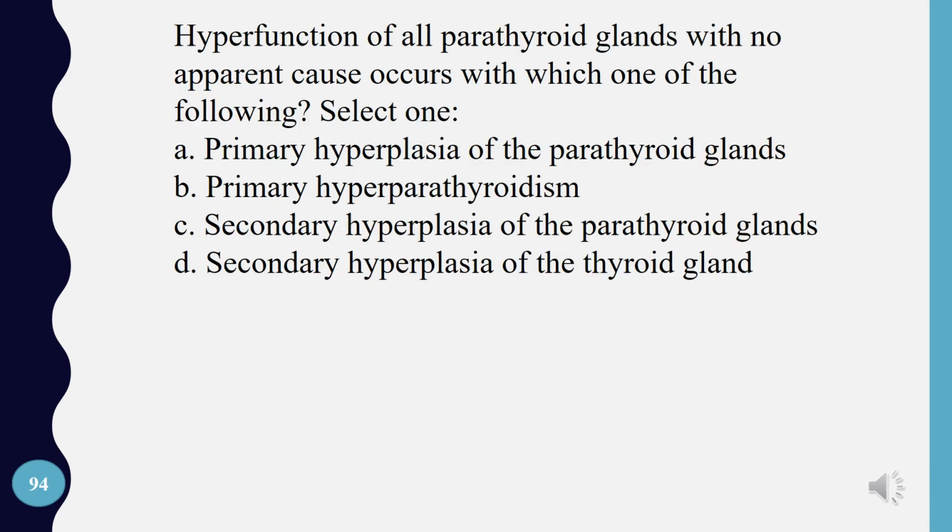Hyperfunction of all parathyroid glands with no apparent cause occurs with which one of the following? A. Primary hyperplasia of the parathyroid glands, B. Primary hyperparathyroidism, C. Secondary hyperplasia of the parathyroid glands, D. Secondary hyperplasia of the thyroid gland. The answer is A, primary hyperplasia of the parathyroid glands.